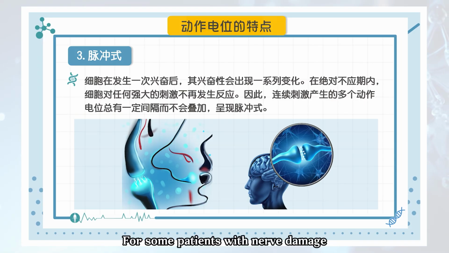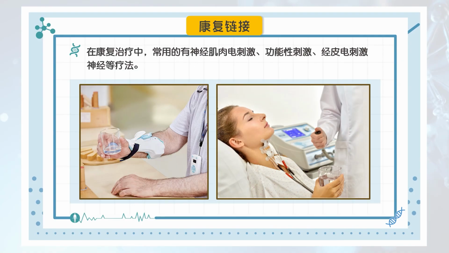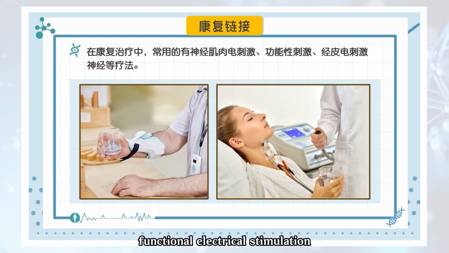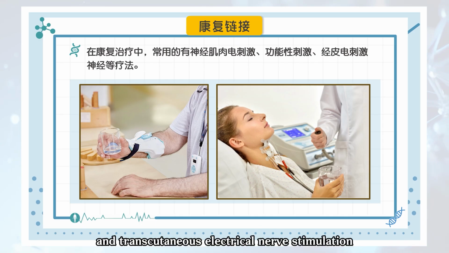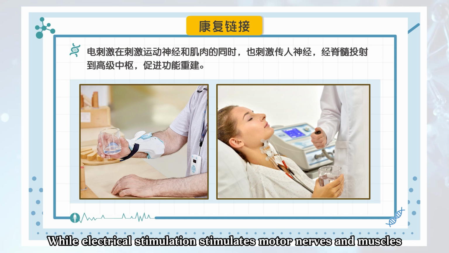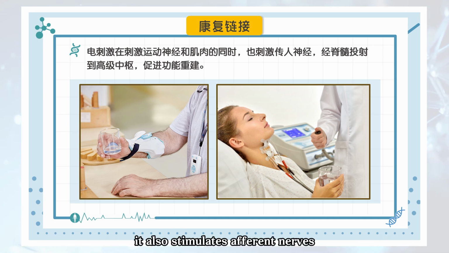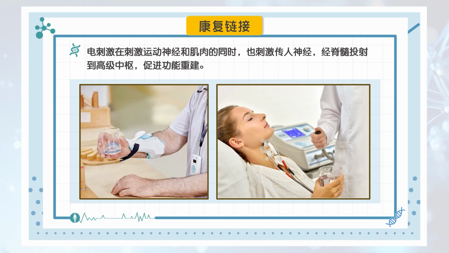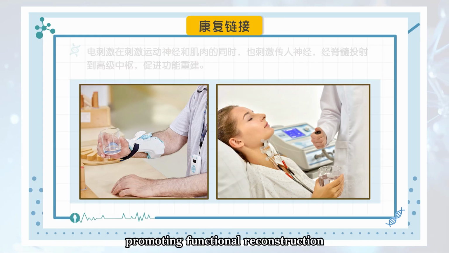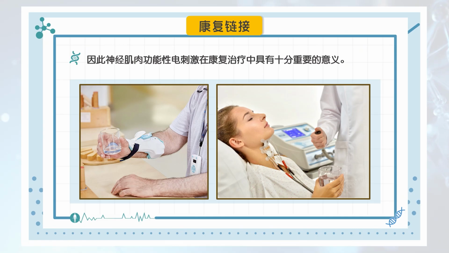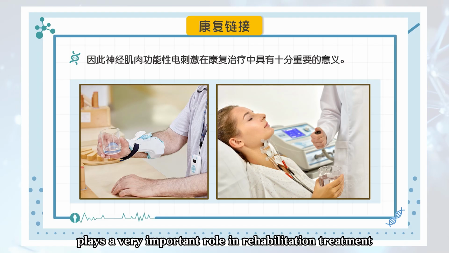For some patients with nerve damage, in rehabilitation treatment, common therapies include neuromuscular electrical stimulation, functional electrical stimulation, and transcutaneous electrical nerve stimulation. While electrical stimulation stimulates motor nerves and muscles, it also stimulates afferent nerves, which project through the spinal cord to higher centers, promoting functional reconstruction. Therefore, neuromuscular functional electrical stimulation plays a very important role in rehabilitation treatment.